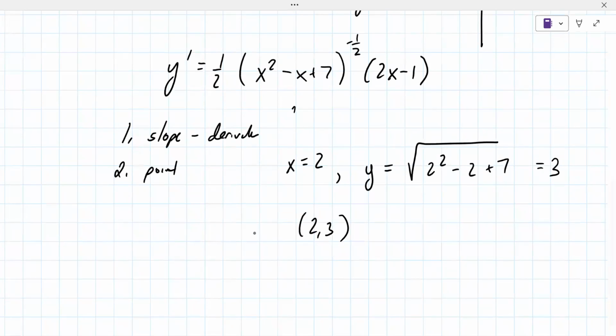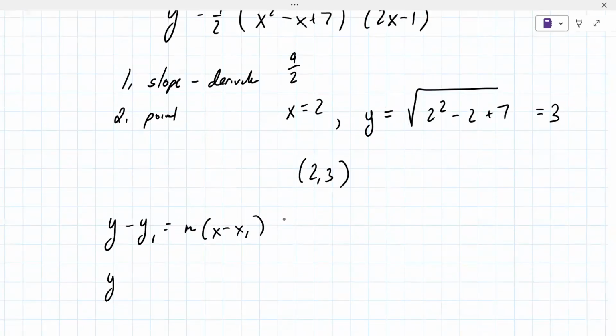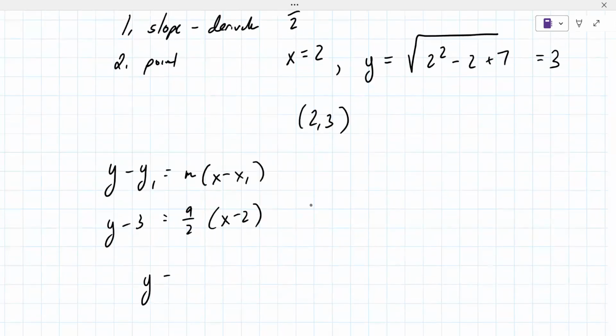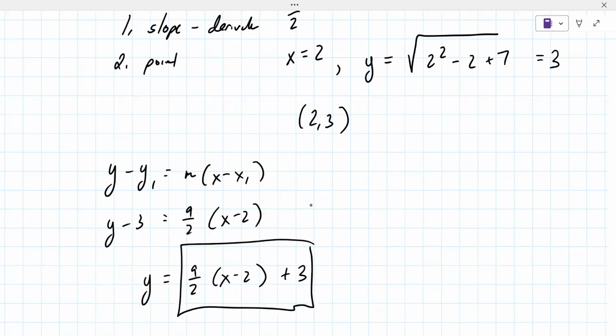And then you said the slope was 9/2. So you write y minus y1 equals slope times x minus x1. So y minus 3 equals 9/2 times x minus 2. Y equals 9/2 times x minus 2 plus 3, like that. So that's everything here for that one.